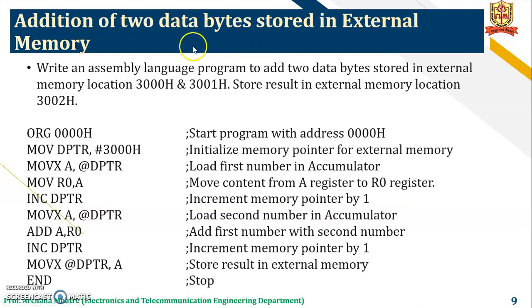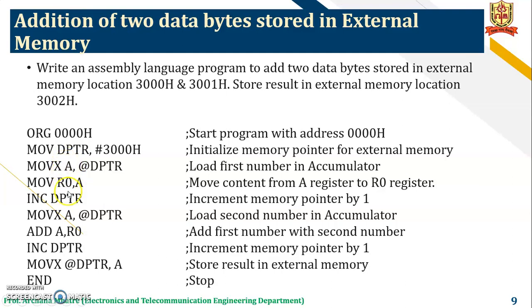Next is the addition of two data bytes stored in the external memory. So here by using external memory we have to do the addition. Here the external memory locations are given as 3000H and 3001H. For 3000H, which is a 16-bit address, we are using the DPTR register. DPTR is the only 16-bit register in the 8051 microcontroller. So we are using the DPTR register over here, and first we give the external memory location number, and move the content of that external memory location to the A register.